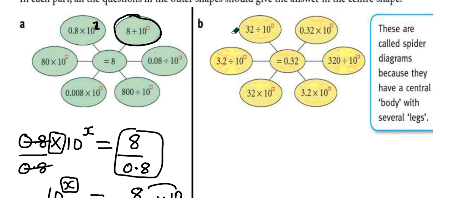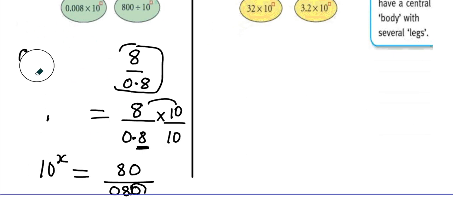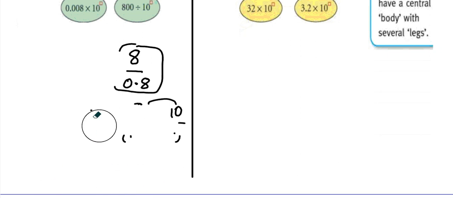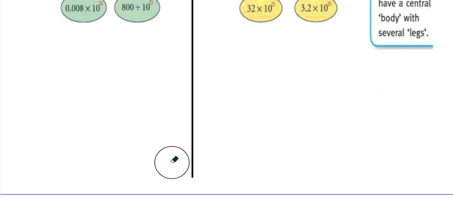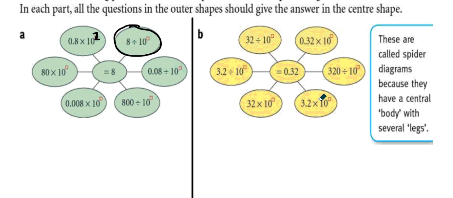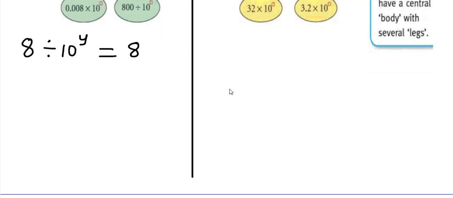Okay, to do that, let me erase this and work out that. So what do we do? 8 divided by 10 to the power of unknown, so let's keep for example y, equals to 8. See that? Now division is a little bit tricky.